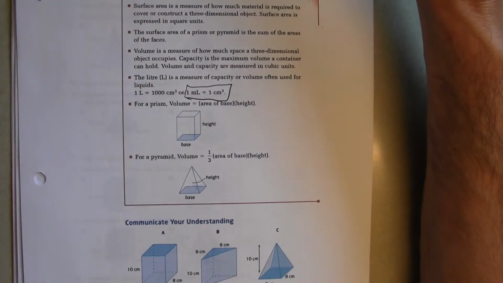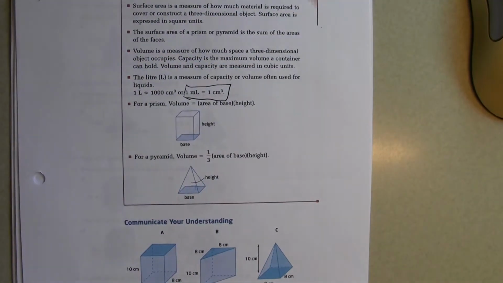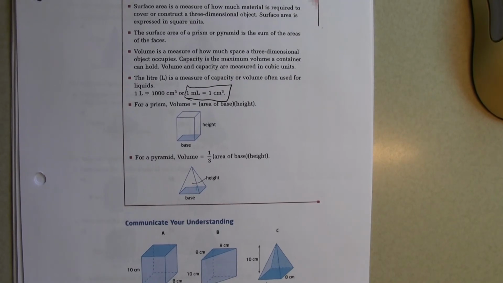Finally, for a prism, the volume is equal to the area of the base times the height. So whether the base be rectangular, triangular, or circular, you're still going to find that area and just multiply it by the height. That'll give you the volume. And for a pyramid, the volume is equal to 1/3 times the base times the height. Any questions?